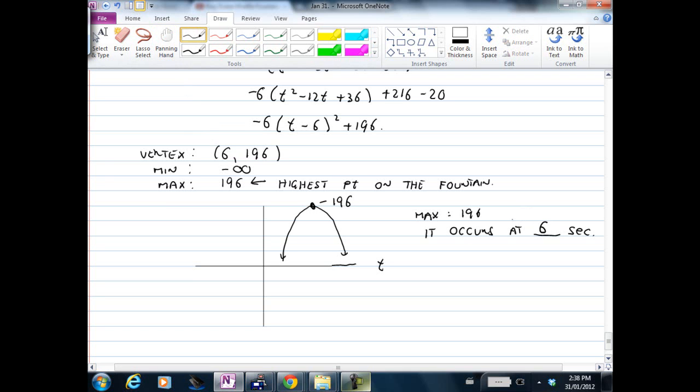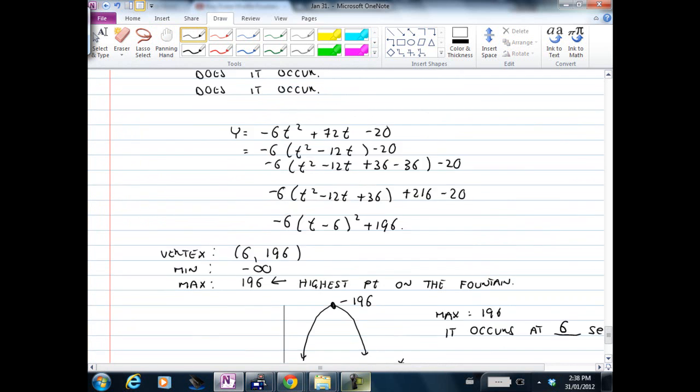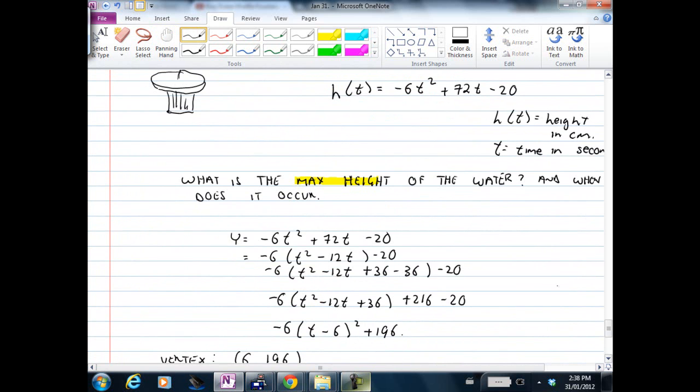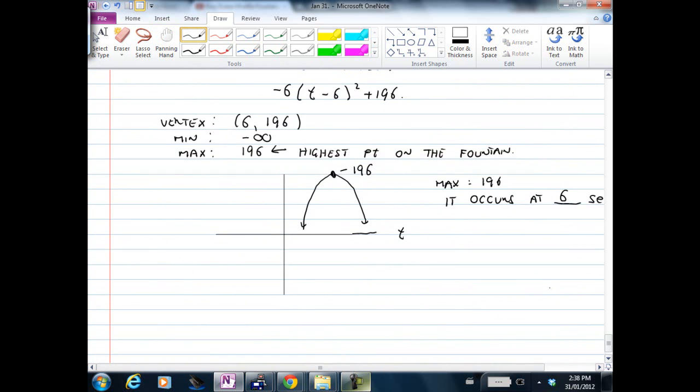That's what it means. That's what I call application. And this stuff is really useful if you're planning to go to engineering. Because if you're going to design a parabolic arch, you're going to have to do a lot of form calculation like this. Where's the highest point going to be? When does it occur? Highest point is right here. It occurs when x equals 6, or in this case, when my time equals 6 seconds.